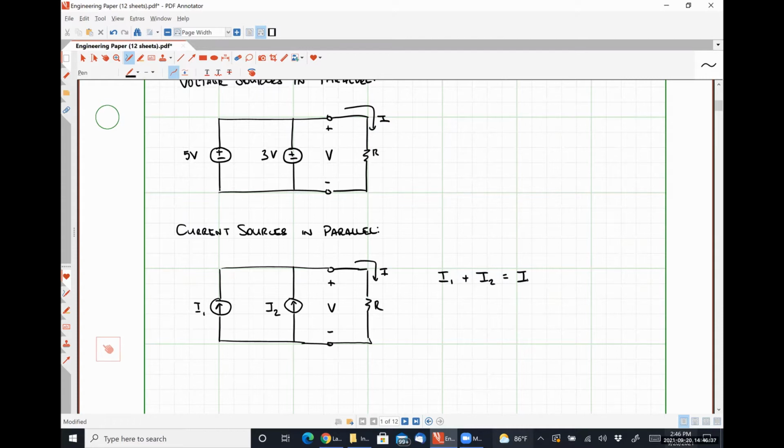So what would happen if I change the direction of one of those current sources? A subtraction operation, right? So when current sources in the same direction are connected in parallel, they add together. When current sources of opposite directions are connected together in parallel, the currents subtract. Okay, so very similar to what we saw with voltages, but slightly different.